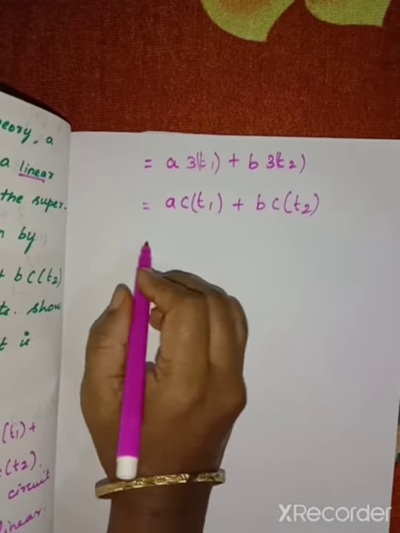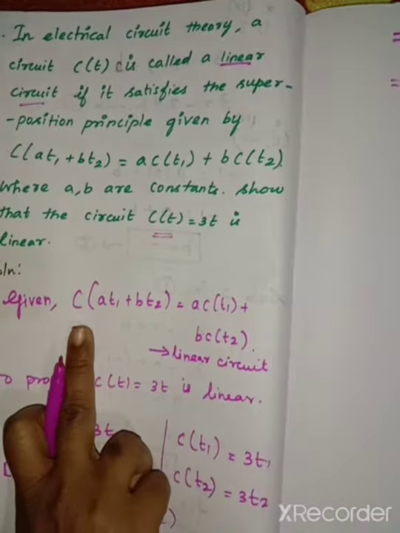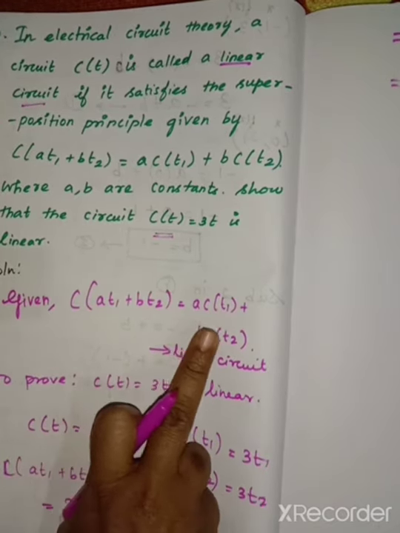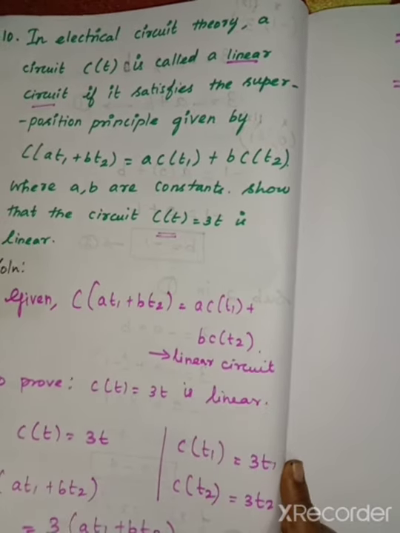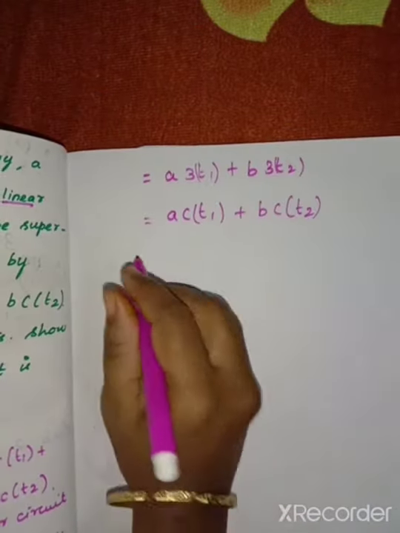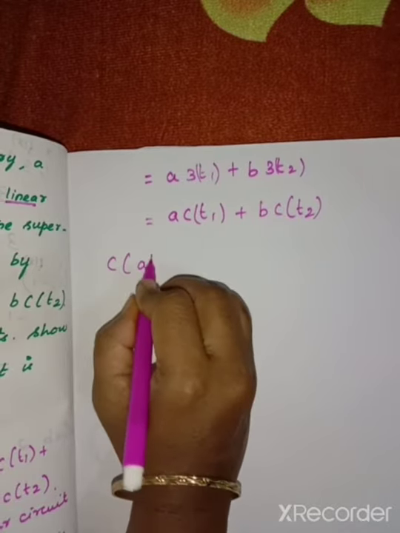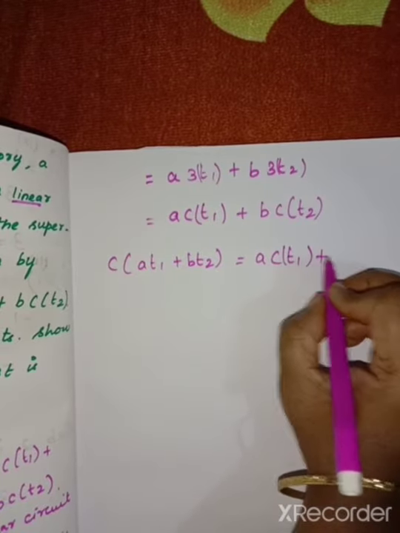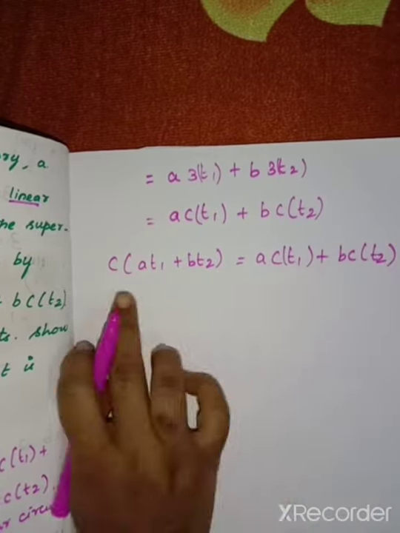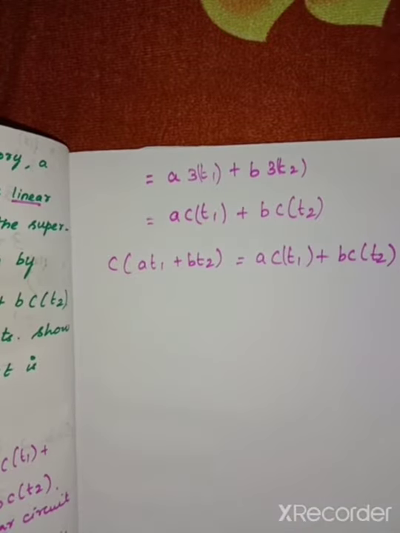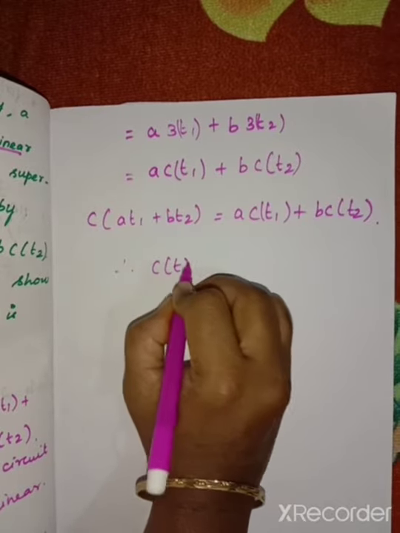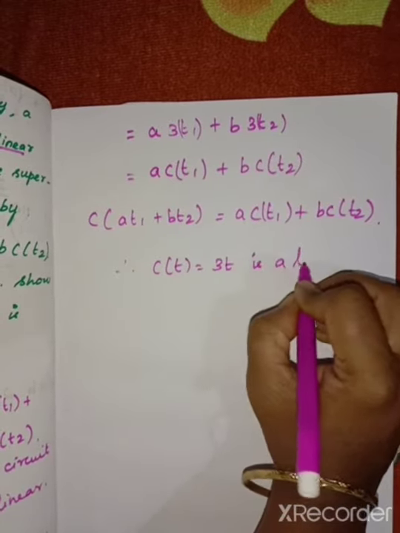So this is your right hand side. For the given circuit, the superposition principle is C of at1 plus bt2 equals a C of t1 plus b C of t2. So both are equal. So it is a linear function. So we can solve C of at1 plus bt2 equals a C of t1 plus b C of t2. This is already given as a linear circuit. Therefore we can say C of t equals 3t is a linear circuit.